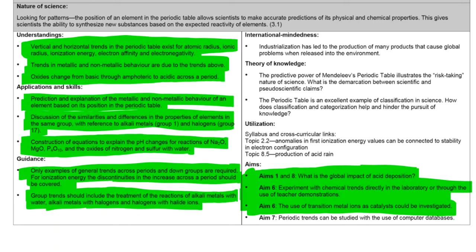Catalysts are substances which provide an alternate reaction pathway and reduce the activation energy of a chemical reaction. That's going to be covered later in topic 13 as well. Periodic trends can be studied with the use of computer databases that you don't really need to know much about. That's just the idea that online you can have various resources that show these periodic trends.